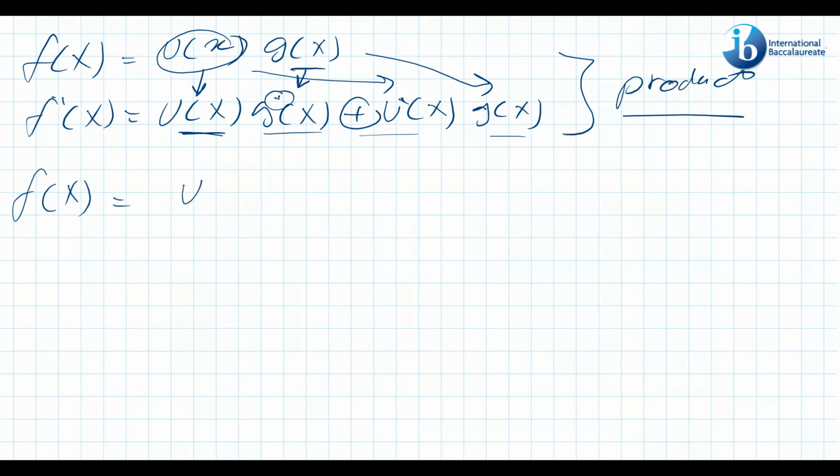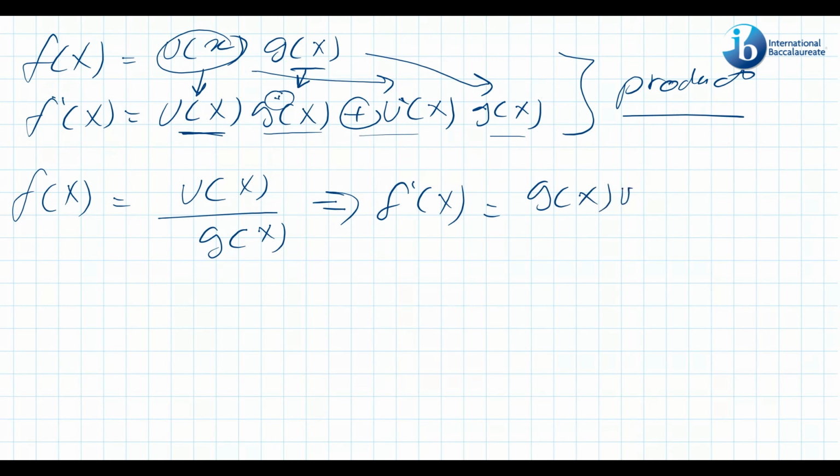Here we have u of x over g of x. To differentiate it: g of x times the derivative of u of x, minus u of x times the derivative of g of x, over g of x squared.